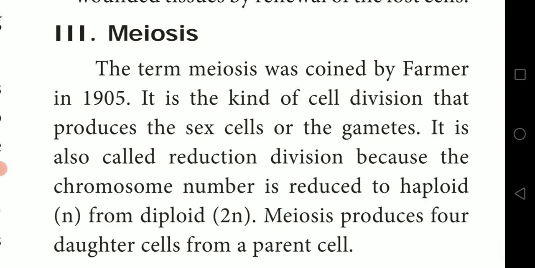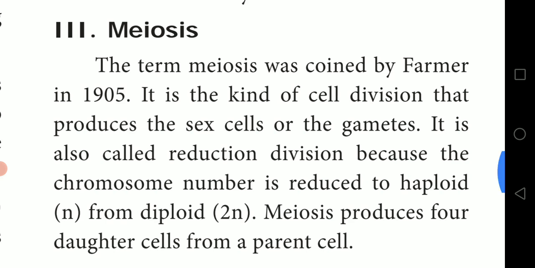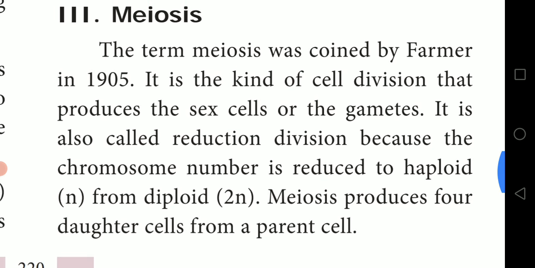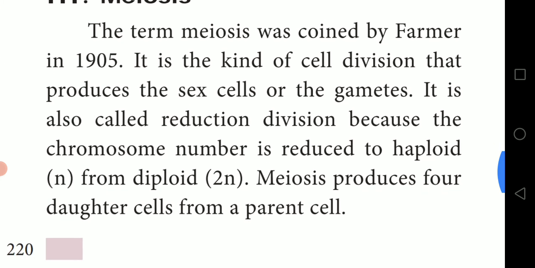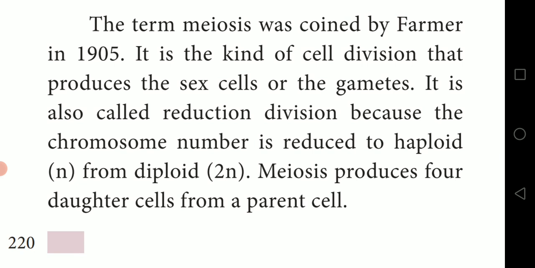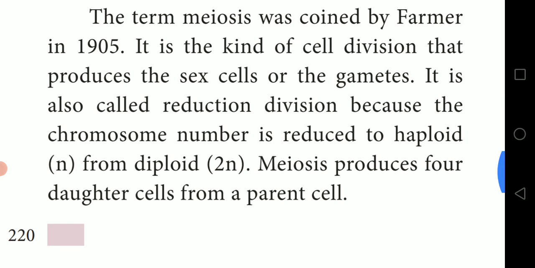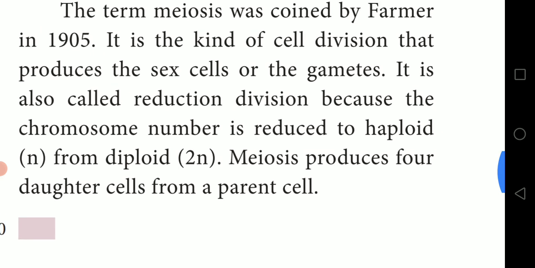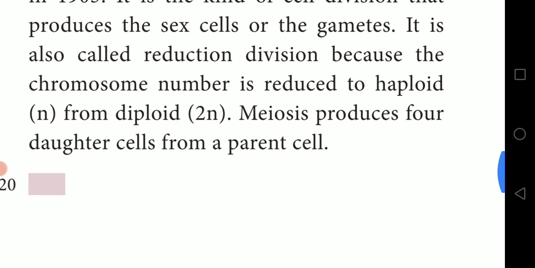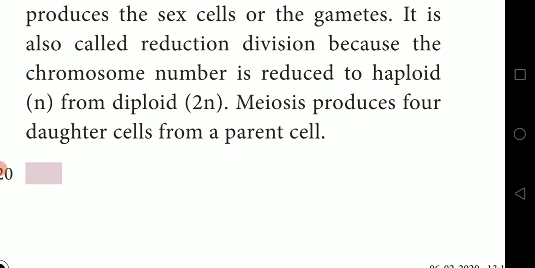We have 46 chromosomes. When they are transferred to the next generation, it will be a half number, that is 23 chromosomes. So half number we say as a single n, and it becomes 2n, meaning diploid. Father and mother chromosomes join together and become a diploid one. Meiosis produces 4 daughter cells from a parent cell. We'll see what it is.